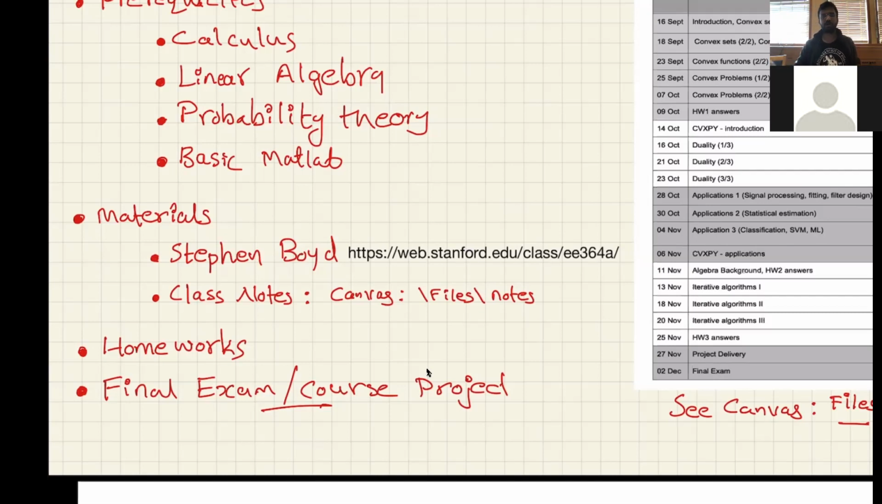If you are more comfortable the other way, then you can go ahead with the final examination. We usually give this as a choice to students. Generally, how we do it is 30% weightage for homework and 70% weightage for course project or final examination.